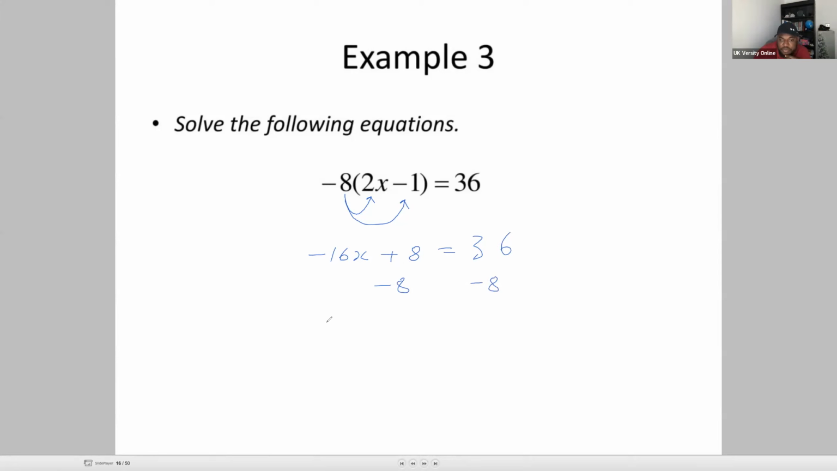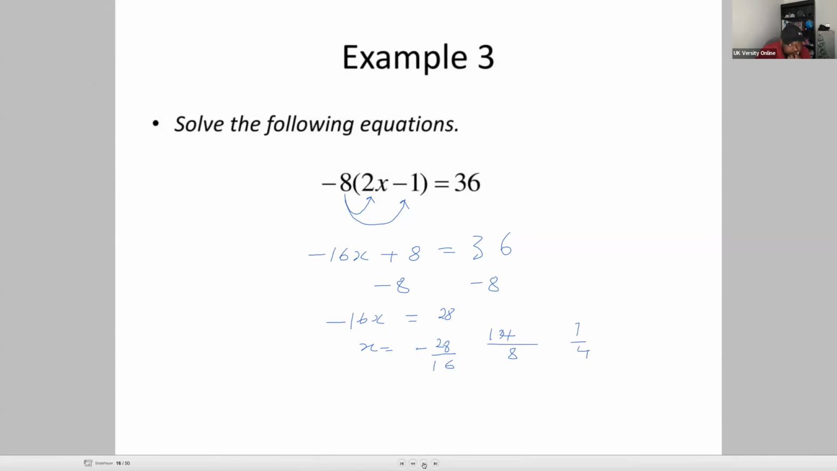That gives you minus 16x equals 28. Then x will be what? Minus 28 divided by 16. This one will give you a decimal. So 2 goes here 14, 2 goes here 7, 2 goes here 4. It's like 7 over 4, if memory actually serves me right.